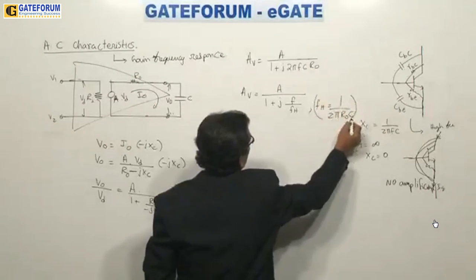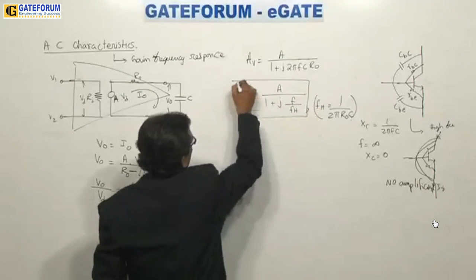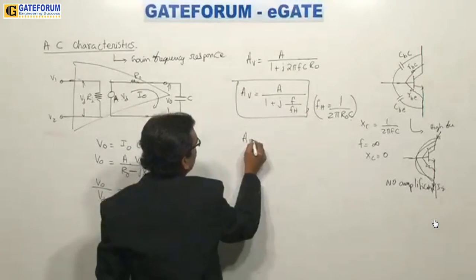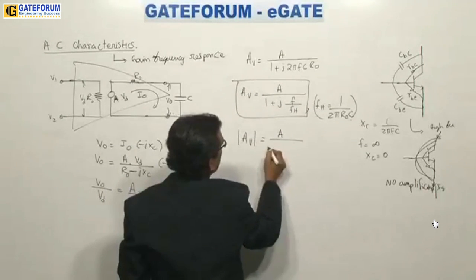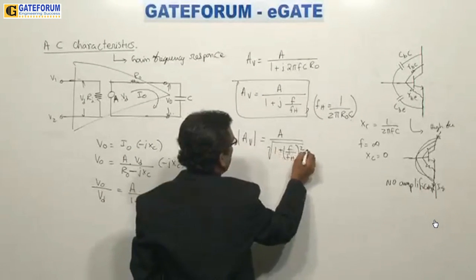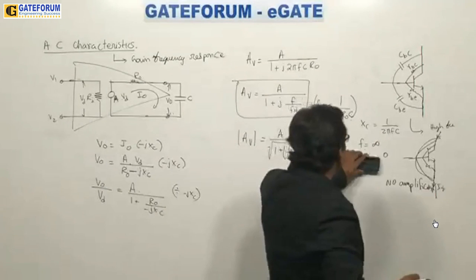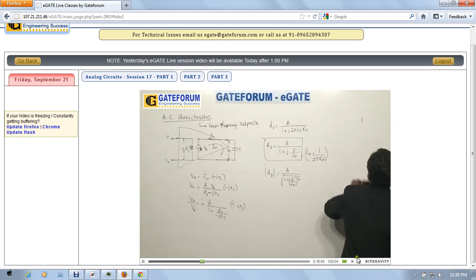This is the point you need to remember. Now this is the formula for the voltage gain and frequency response. So the magnitude, if I try to take, I get A divided by square root of 1 plus F by FH whole square. Now using this, we will try to understand the response of AC signals for an op-amp.